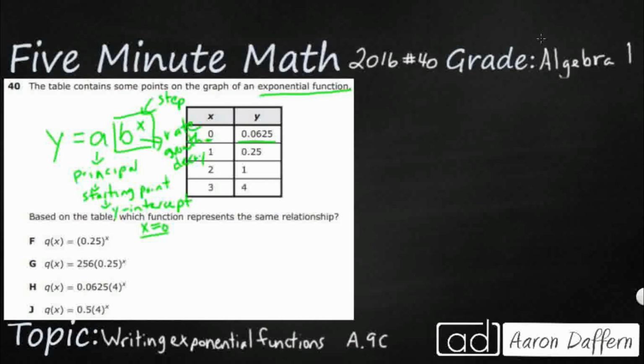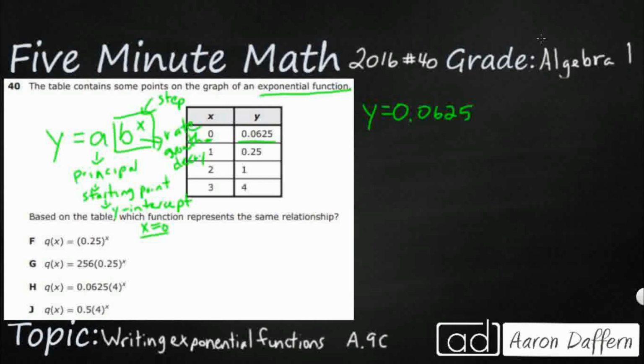So we can start this by saying y equals, and then our a is going to be 0.0625, which eliminates everything except for that h, right? So that's looking like h right now, but how do we find this b? We don't need the x, because that's typically reserved for the independent variable, but we do need a b. So there's a few different ways we can find the b.